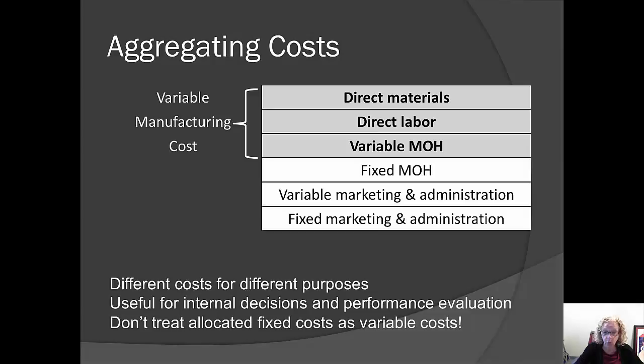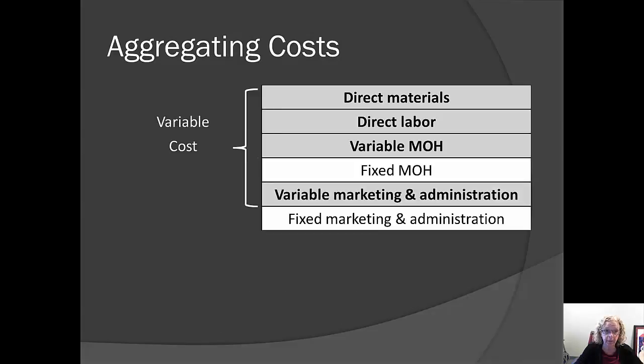Make sure when you analyze performance that you don't accidentally treat fixed costs as variable costs. Yes, we sometimes allocate our fixed costs to the units that we make, but that doesn't make those costs proportional to the units that we make. We'll deal with this issue significantly in a later chapter.